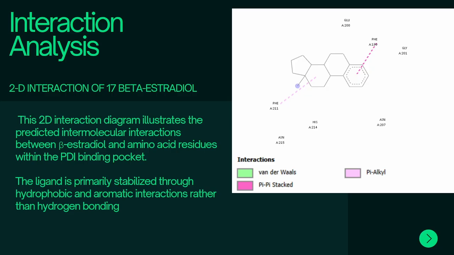As you can see from the map itself, there are bonds like van der Waals, pi-alkyl bonds, or pi-pi stacked bonds.